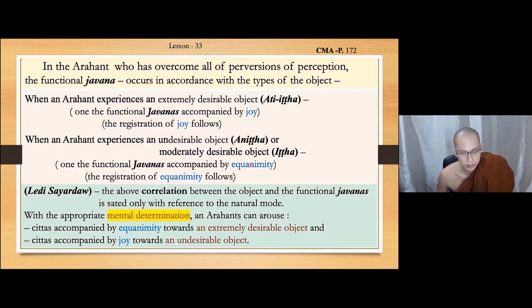So here, the jhana accompanied by equanimity, at that moment the registration of equanimity follows. This shows the arahat who does not have the perversion of perception, sanya vipallasa, in their mind; the types of consciousness and feelings are not governed by the object. For those who have the perversion of perception, Puthujjana and Sekha, the feelings are governed by the object: pleasurable, desirable or undesirable, and extremely desirable in that way. But another explanation of Venerable Ledi Sayadaw was already explained in lesson 33.